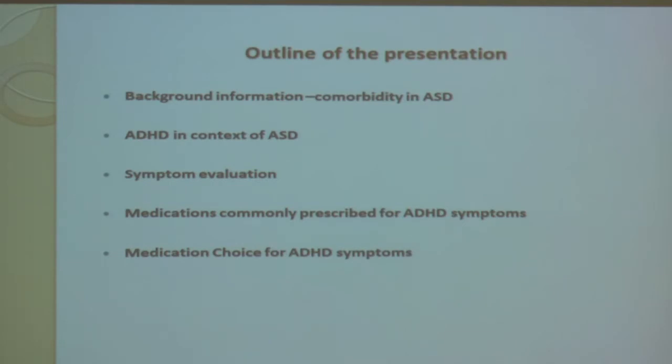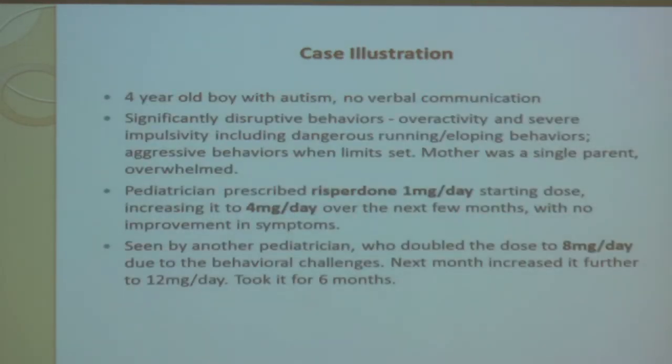As I'd mentioned before, basically I will discuss background information, ADHD symptoms in context of ASD symptom evaluation, medications commonly prescribed for ADHD symptoms, and how we choose medications for ADHD. So I will start off by describing this clinical vignette. And this is a real patient that I saw here at Center for Autism. This was a 4-year-old boy who had autism and did not have any verbal communication abilities.